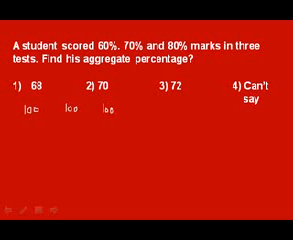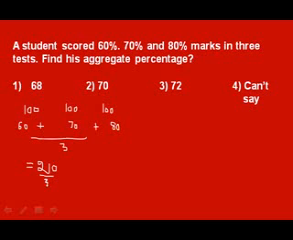So how much did he score? He scored 60 here, 70 here, and 80 here. Adding it all up and dividing by 3, I get 60 plus 70 plus 80, which is 210, divided by 3, and that comes out to be 70%. Okay, most of you will say 70% is the answer.